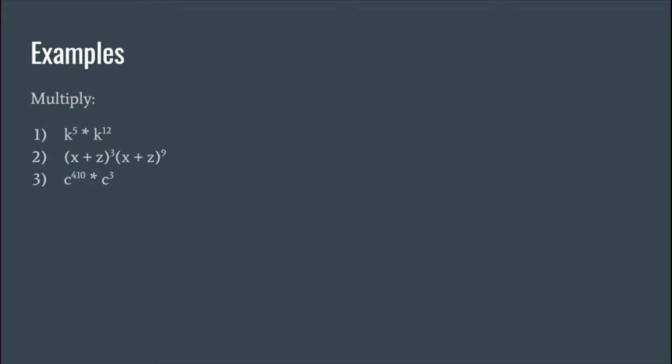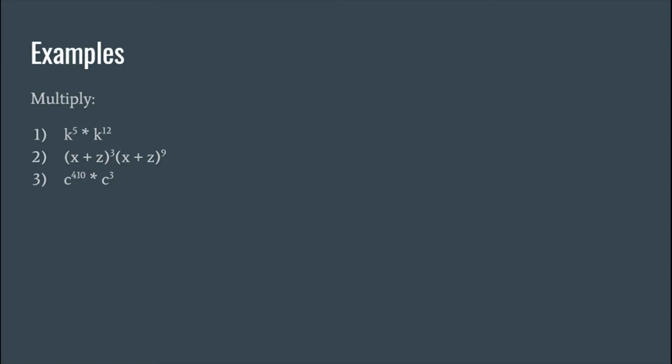Alright, so here's what I'm talking about. Number 3, c to the 410th power times c to the 3rd power. I'm betting you don't want to write 410 c's and then an additional 3 c's. So we can use the product rule here and add the exponents since we got the same base being multiplied to each other. So 410 plus 3 is 413. So you should have gotten c to the 413th power. You see how the product rule simplifies life here?